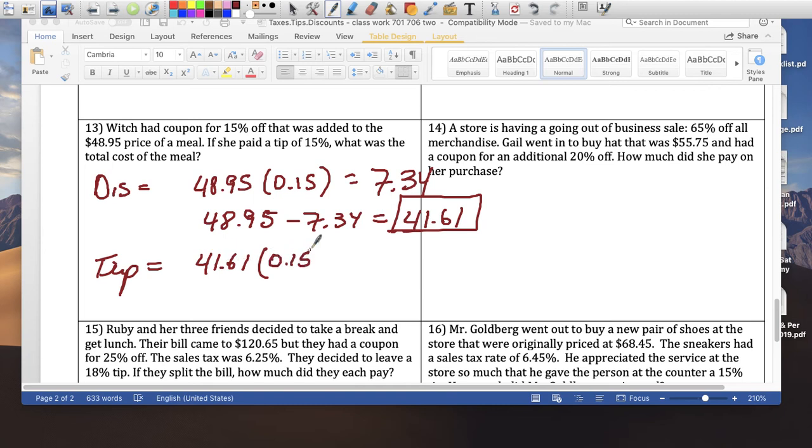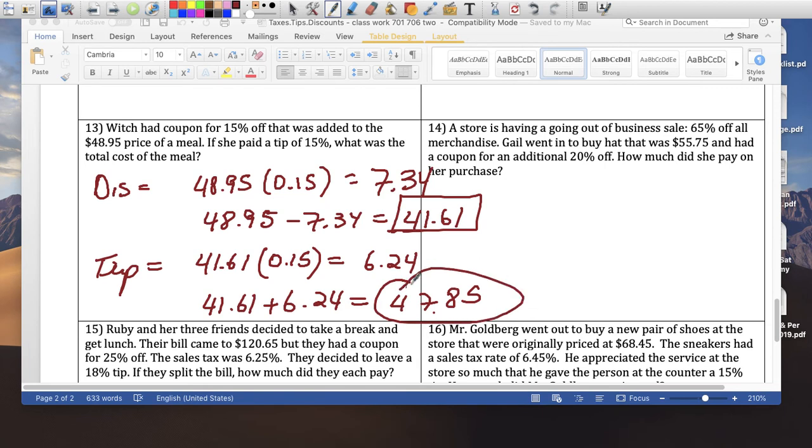So it's 0.15. Let's find out what the tip is. Times 0.15, and we're going to give the waiter a tip of $6.24. So our meal, which was $41.61, plus a tip for the waiter of $6.24, is going to give us $47.85. So that's going to be our total. You can actually debate or argue that it's not fair for the waiter that he's getting less in tips, right? Because the food value went down. So that's definitely something we can discuss.